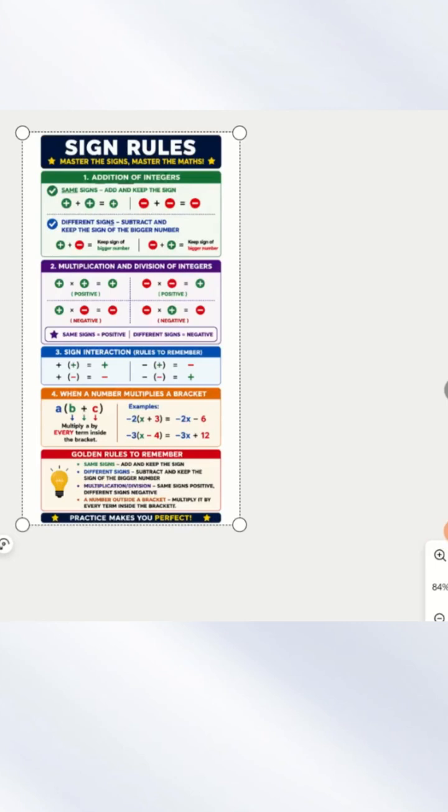Today's lesson, we're going to be looking at sign rules, mastering our signs. Now we have two signs in mathematics, positive and negative. These are the signs we have. So any number you see, either that number is positive or it's negative.